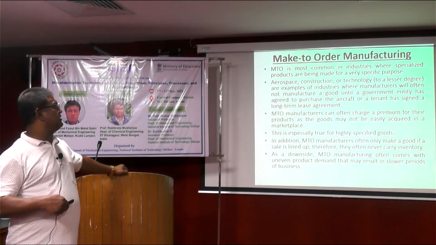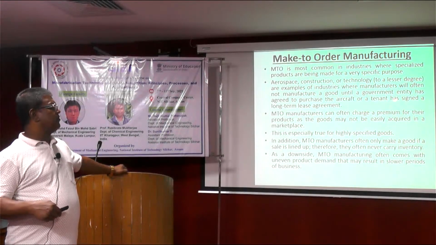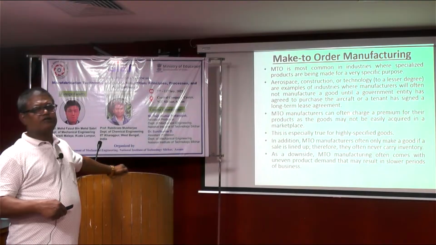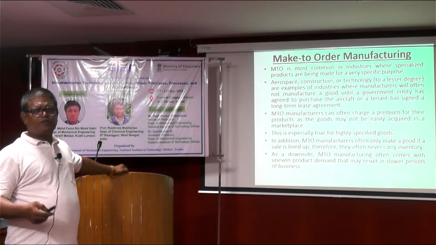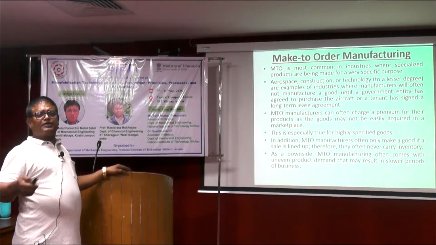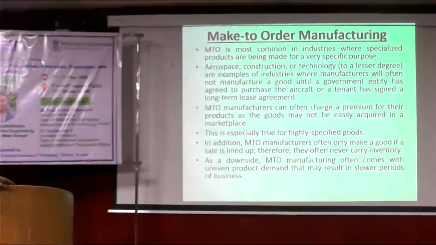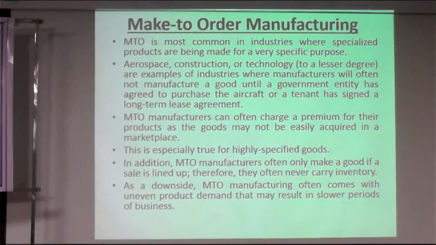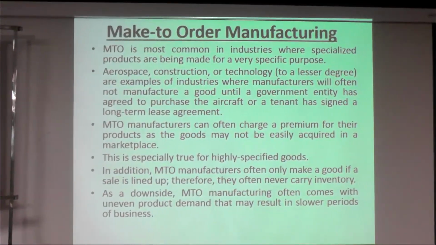Aerospace, construction, or technology to a lesser degree are examples of industries where manufacturers will often not manufacture a good until a government entity has agreed to purchase the aircraft or a tenant has signed a long-term lease agreement. So aircraft, Boeing, they do not keep it in stock unless and until they get an order. So after they get the order, they start producing.